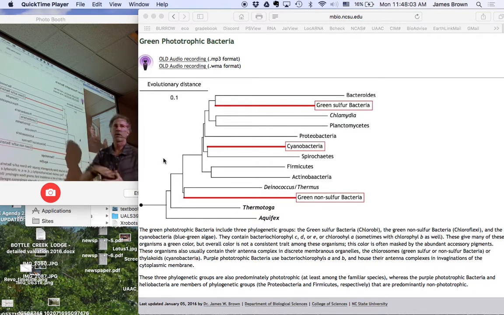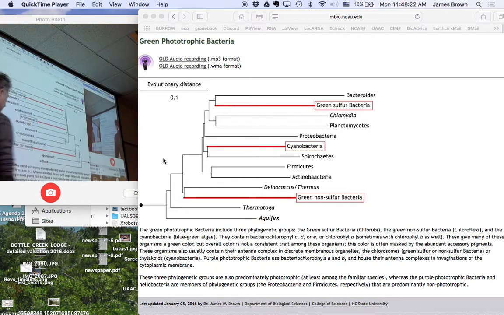In all of these organisms, these internal membranous structures contain the antenna complex, or antenna pigments. But the photoreaction centers are in the cell membrane. That's different than chloroplasts, right? We're also going to talk next week, or Wednesday, about the purple bacteria that have A and B and have antenna complexes in a different setup.